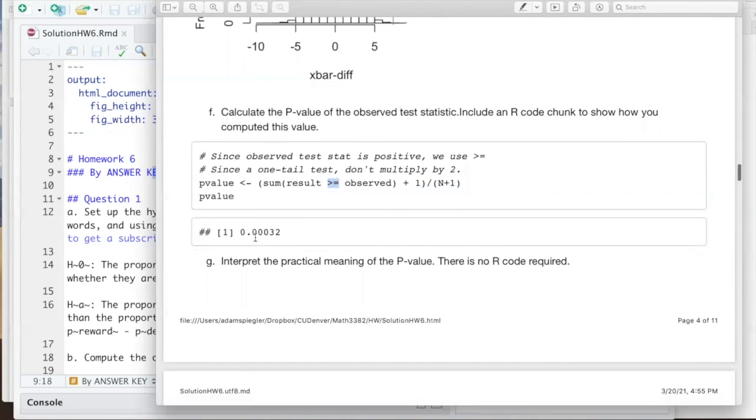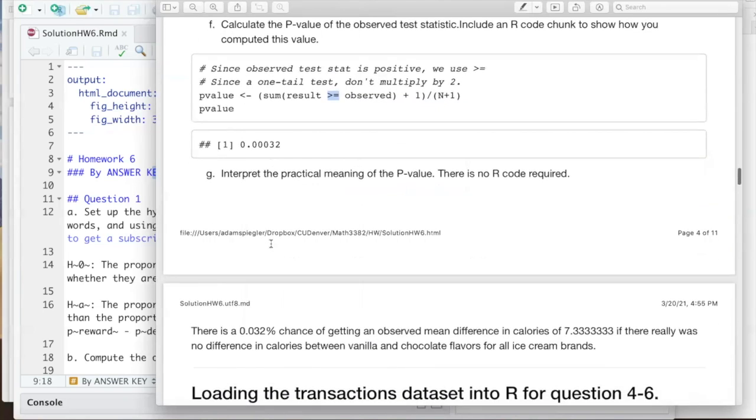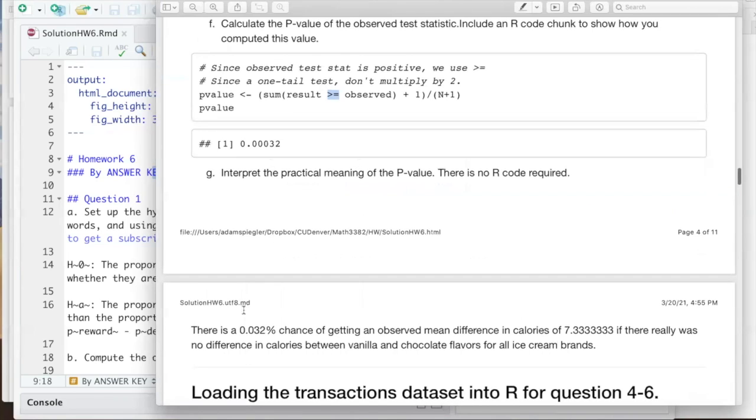So in this case, you should have gotten a p-value that is not exactly this, but close to this. And when you're interpreting these, it's important that you do spend some time thinking about how to interpret this. This is telling me what are the odds of getting a sample with a difference of means as or more extreme than the observed difference that we got, the 7.3 calories, if we assume that the null hypothesis was true.